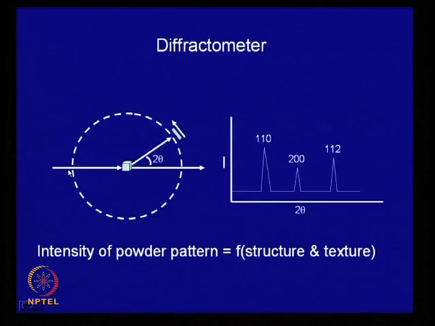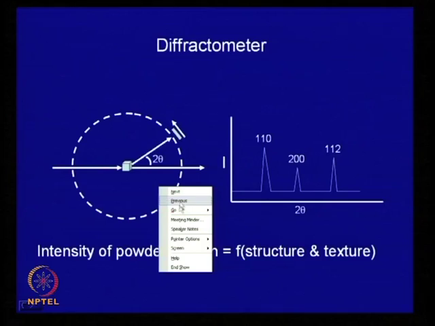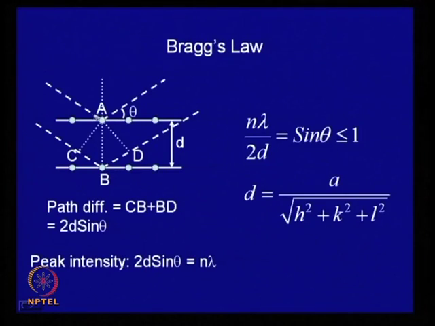This is the incident beam, this is the transmitted beam, and the beam is diffracted here. And if you go back to the previous one, see here, this is the angle theta between the diffracted beam and the reflecting plane. But if you extend this, this is the transmitted beam.